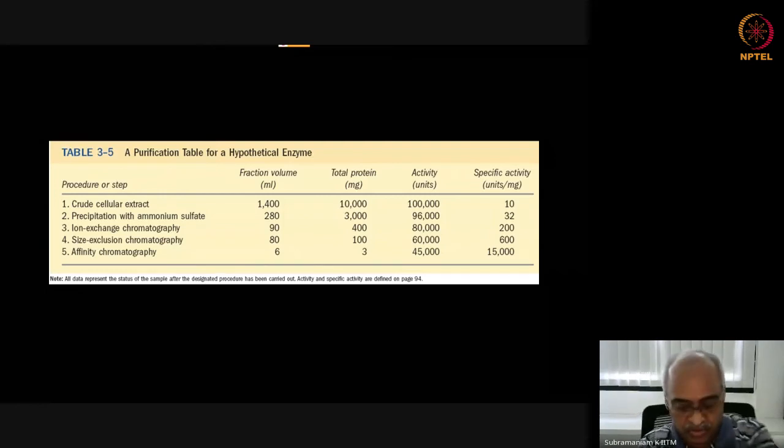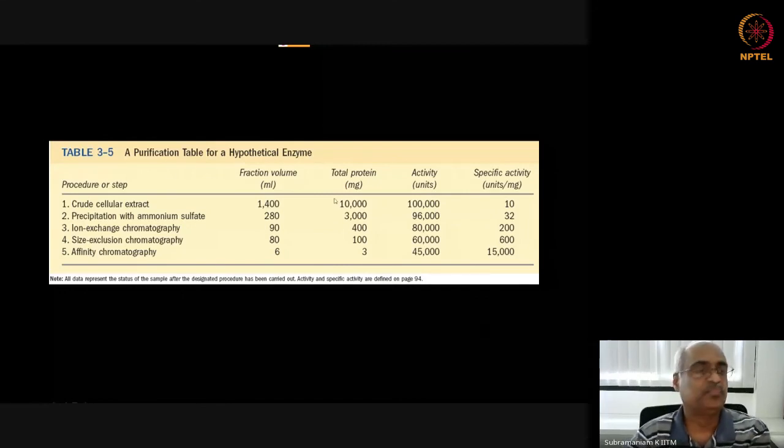But in reality, you don't get that ideal 100% recovery of your protein of interest, and that without losing any activity at all, without any loss of activity. That doesn't happen. So therefore, we use this as a measure parameter to measure the efficiency of our purification methods. So if a purification method gives very high specific activity, then you know that that is really good.